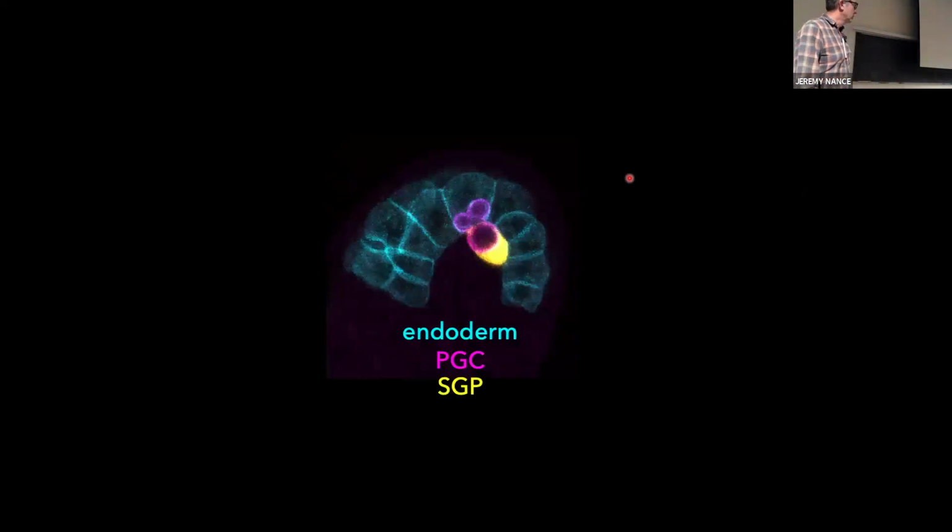So this is what they really look like. So this is one of the PGCs. Its nucleus would be right here. These Mickey Mouse ears are the lobes sticking up into the adjacent endoderm cells. There are 20 of them here. And this is one of those somatic gonad precursor cells. You can actually see it wrapping here around the cell body.